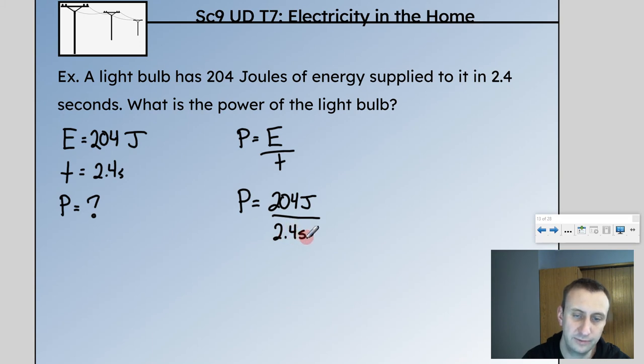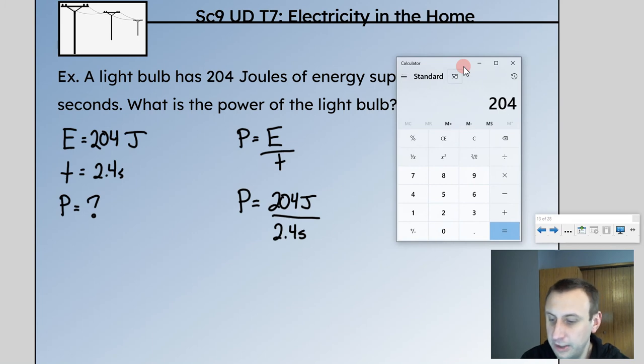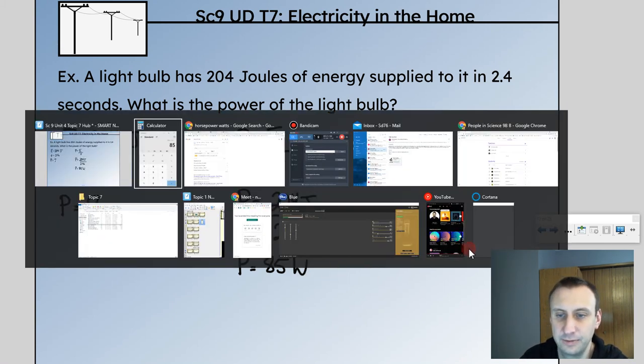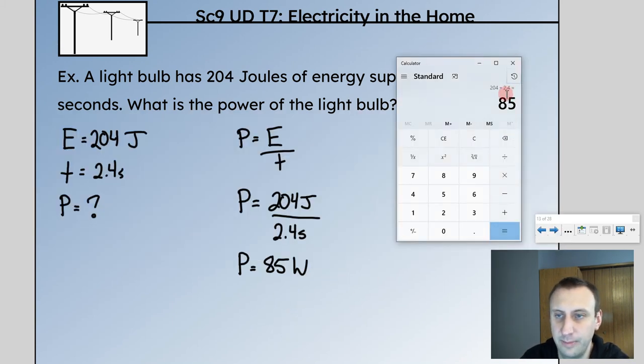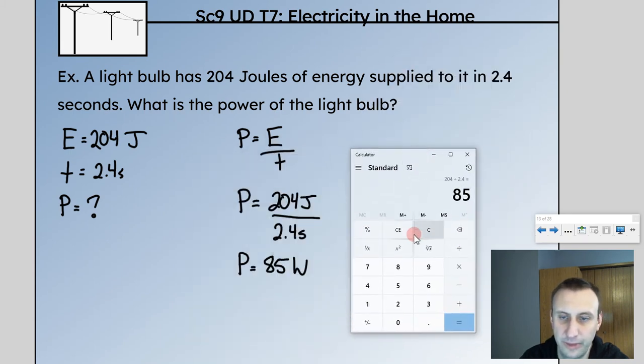2.4 seconds. Remember that in your calculator, we don't care about the units. All we're doing is dividing those two numbers to get an answer. So we're going to take 204 and divide it by 2.4. I'll do this right here. 204 divided by 2.4, and I get an answer of 85. So that means I have a power equal to 85 watts. Sorry, you're going to see all my messy tabs. 85 watts of power for that light bulb.